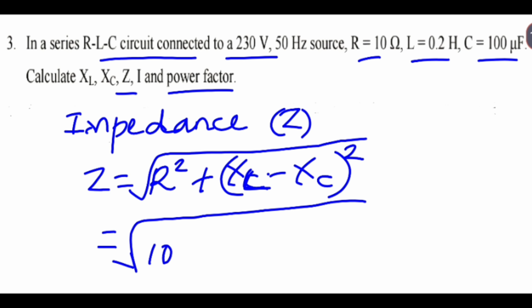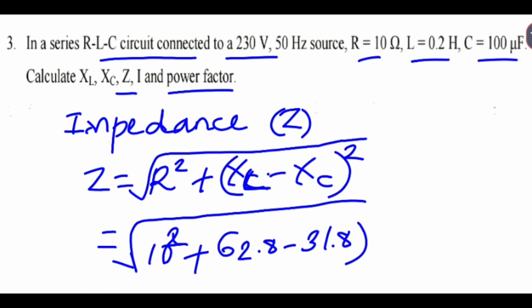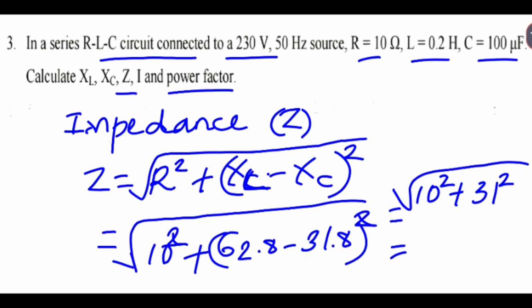Root of 10 square plus, XL and XC we have calculated, substituting here, 62.8 minus 31.8 whole square. If you do the simplification, this minus, you will get 31 square. So I'll write it: 10 square plus 31 square, root of this. If you do, you will get 32.6 ohm as the answer for impedance.